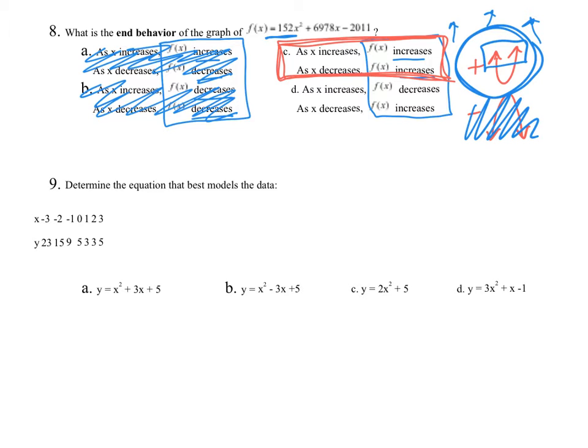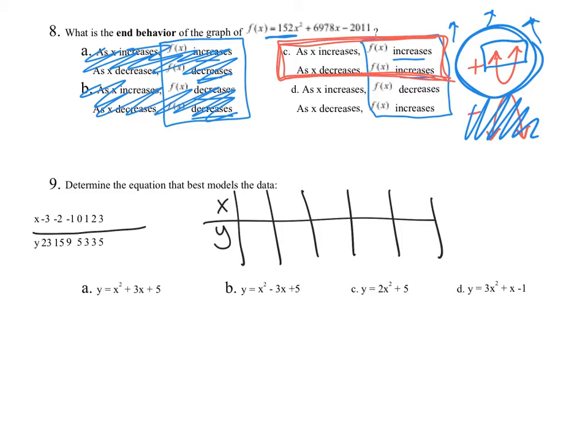So next it says, for number 9, determine the equation that best models the data. So not a very good table, but this is our table of values. Okay, our x's and y's. Not a very good table at all. I'll rewrite it for you. So we have x and we have y. Okay, and we're just going to fill in our own little table because that one is not too good.